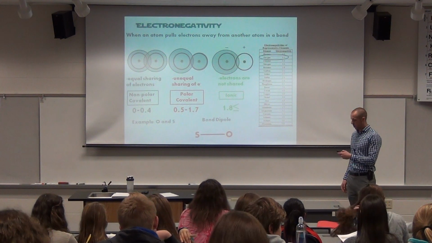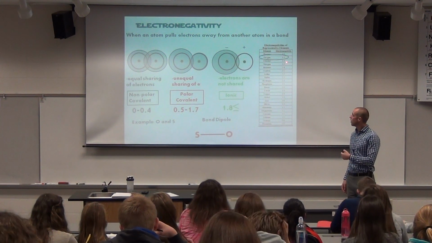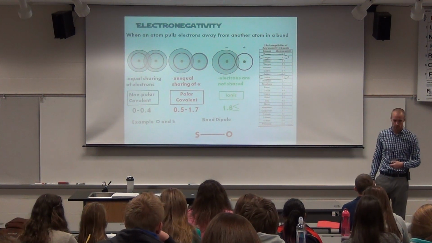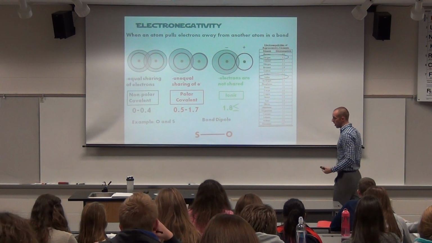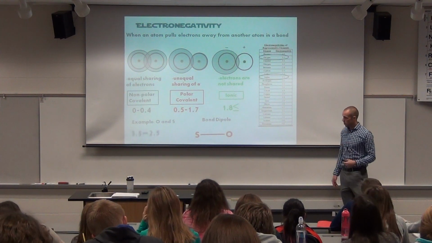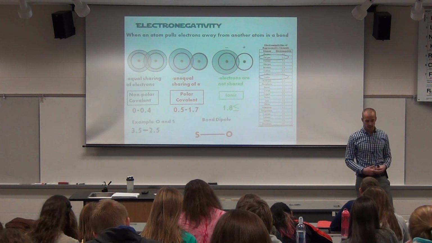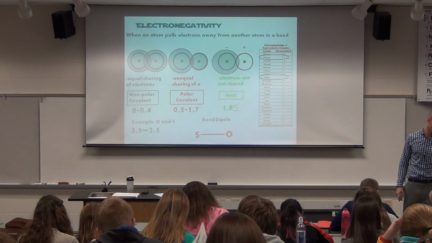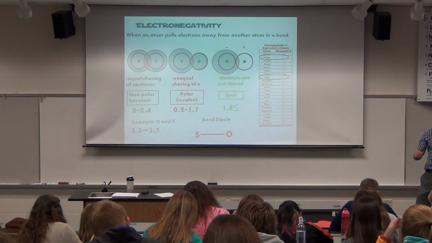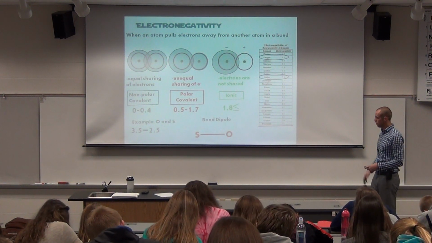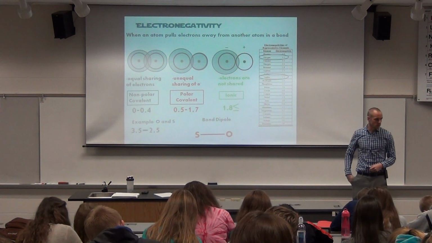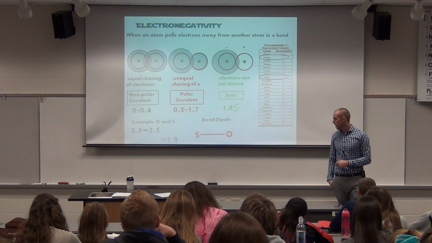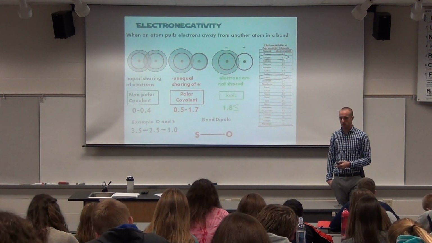So I find oxygen, it's up here, it's 3.5. I'm going to find sulfur. It's right there, it's 2.5. What I'm going to do is take the bigger minus the smaller, always. So I take 3.5 minus 2.5. So you write this in. This goes in the electronegativity difference part, number 8. You write 3.5 minus 2.5, and the answer that you're going to get is 1.0.